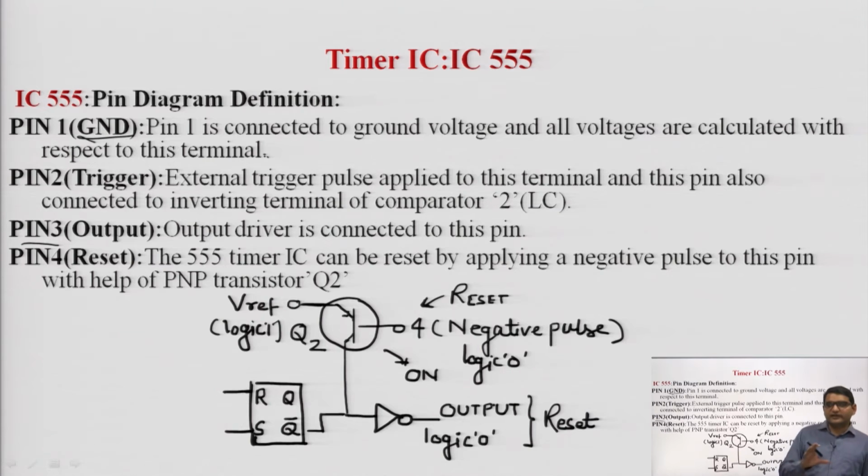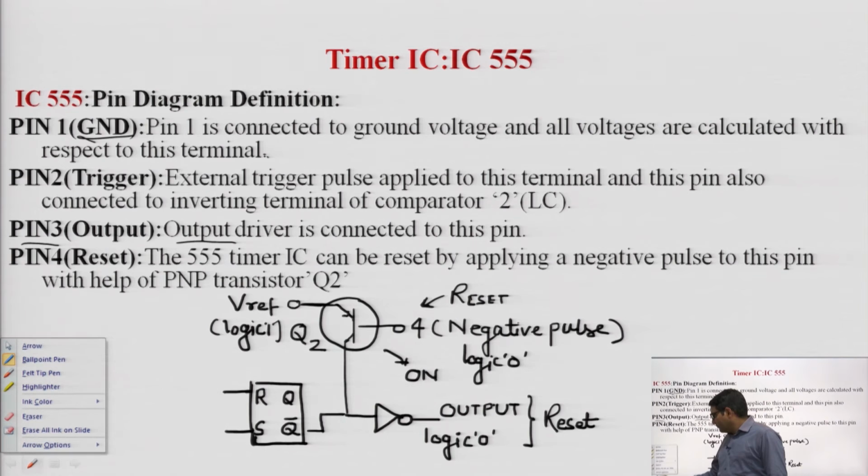Now next, pin number 3, the output driver is connected to this pin. Output driver means an inverter or a buffer. In some ICs we use a buffer at the output side as the output driver, an inverter or buffer acting as a power amplifier. We can take the output from pin number 3.